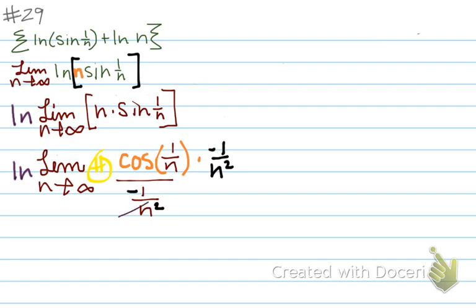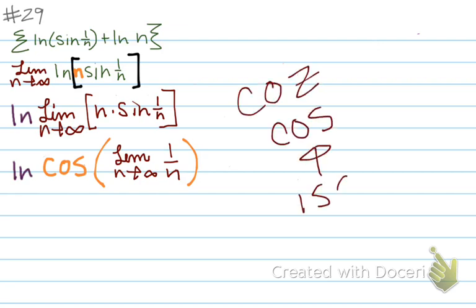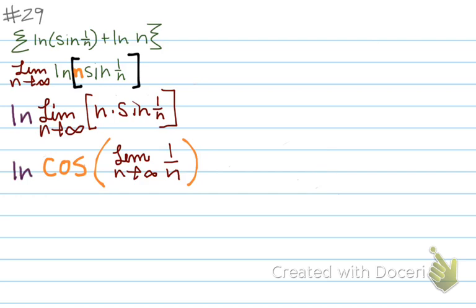Oh, yeah, they fight. Oh, you're out of here, minus 1 over n squared. You're negative anyway. Got to get rid of all the negativity. So now we see that we're looking at the limit of the cosine of 1 over n, but we can pass that in. And how are you going to do that? Because cosine is continuous.